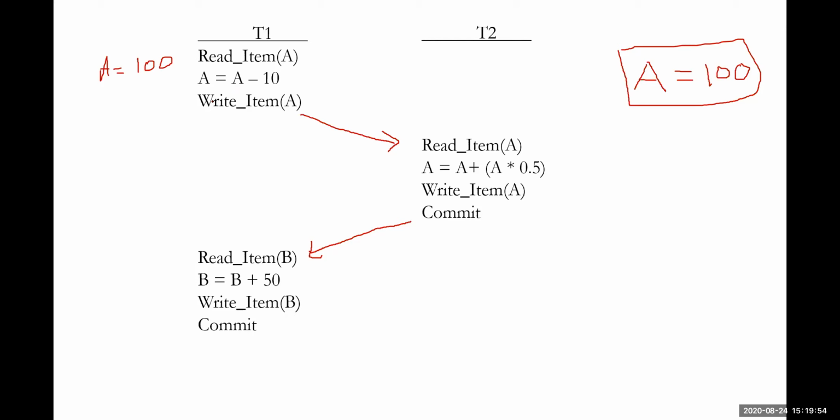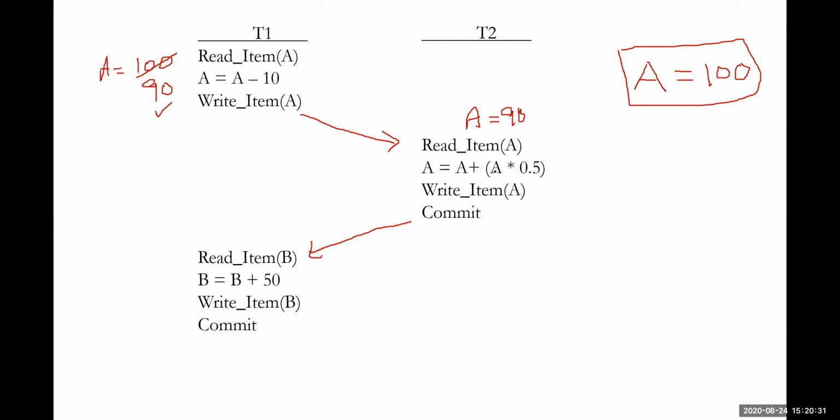Then write item. This write item writes the data onto the item in the local buffer only, so obviously it is modified to 90. Now transaction T2 reads the specific value. Transaction T2 always reads the data from the local buffer only. As far as the local buffer of transaction T1 is concerned, it holds 90, so it has been read. So here A will be equal to 90.